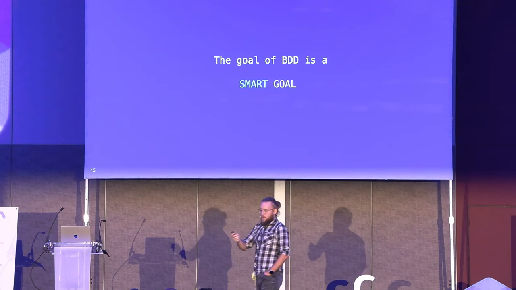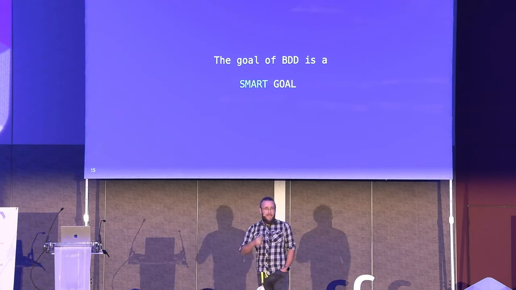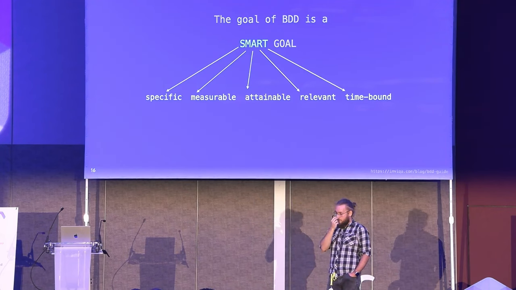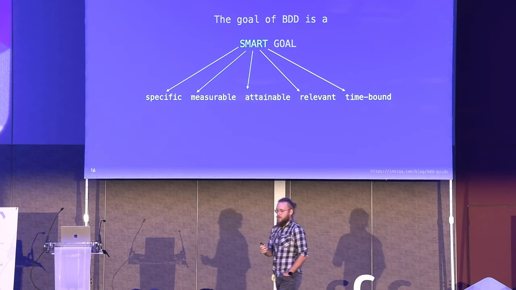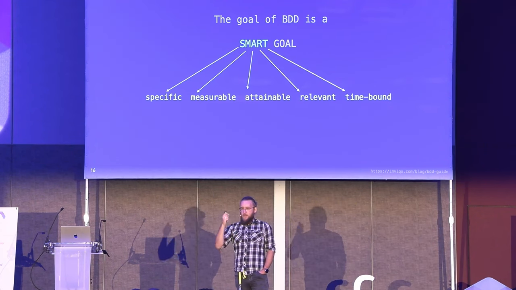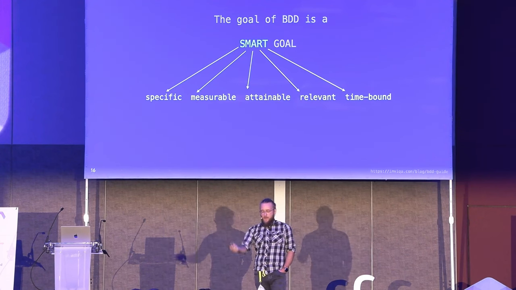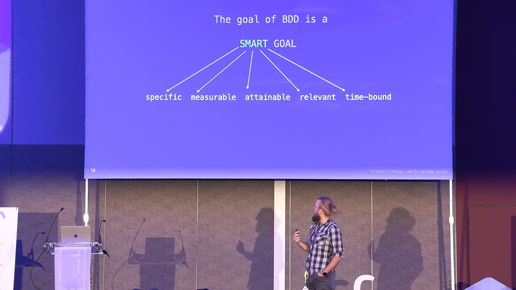Moreover, behavior-driven development needs a goal, but not just any goal. It needs to be a SMART goal, and it's actually an acronym. It needs to be specific, measurable, attainable, relevant, and time-bound, which is another level that gives us the impression that this is really hard and really complex.